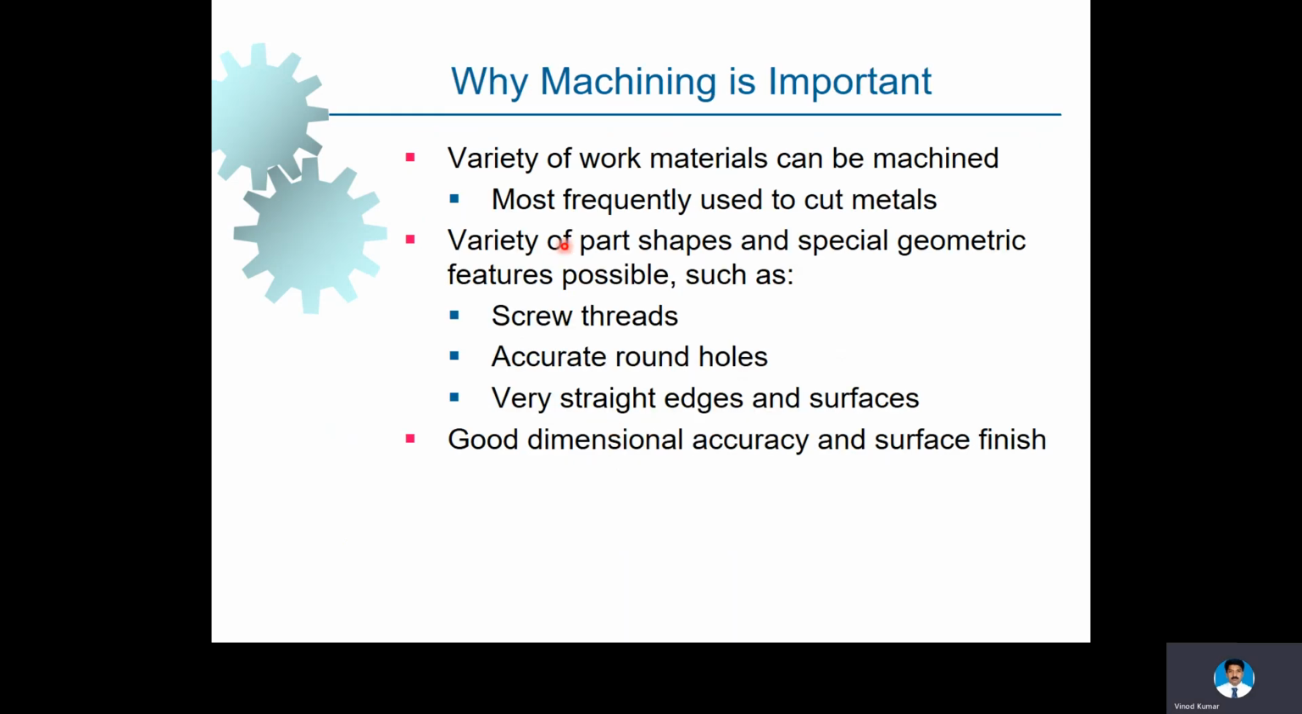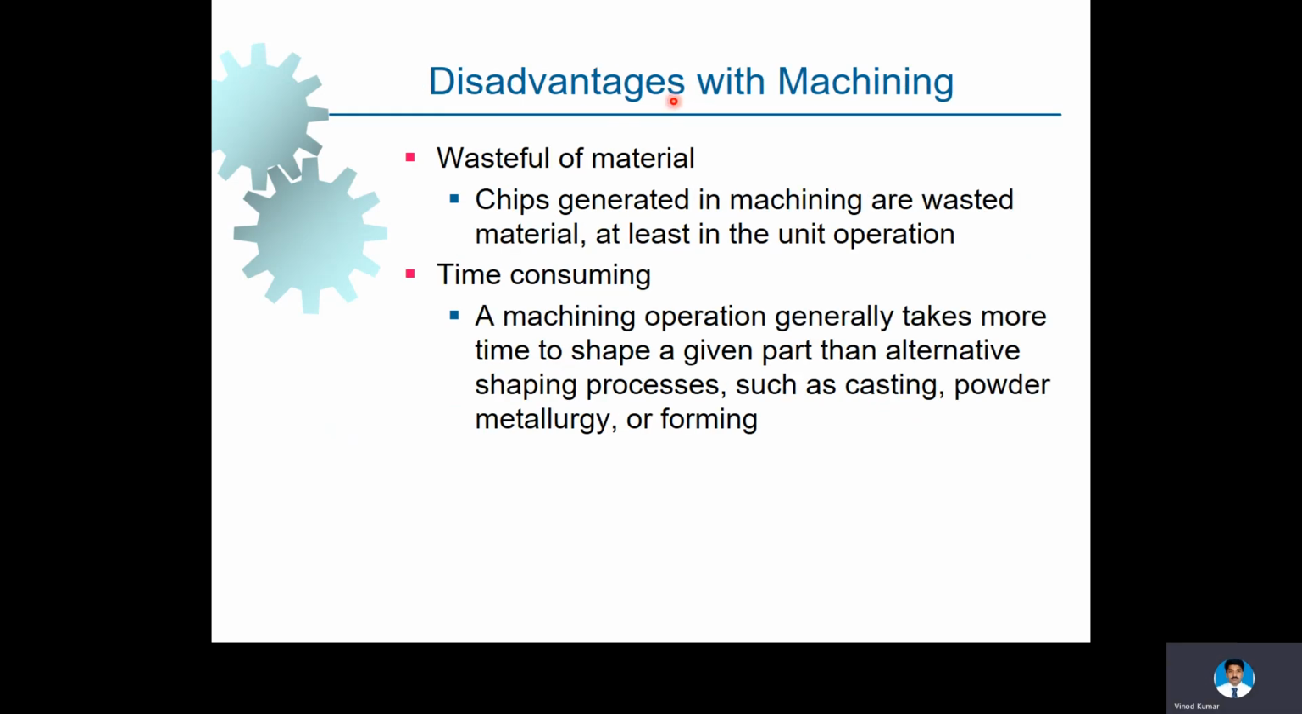Now, why is machining important? A variety of materials can be machined. This is one of the advantages associated with the machining operation. Several types of materials can be machined. So we can produce a wide variety of products like screw threads, round holes, straight edges, surfaces, etc., with good accuracy and finishing. That's why machining is quite important.